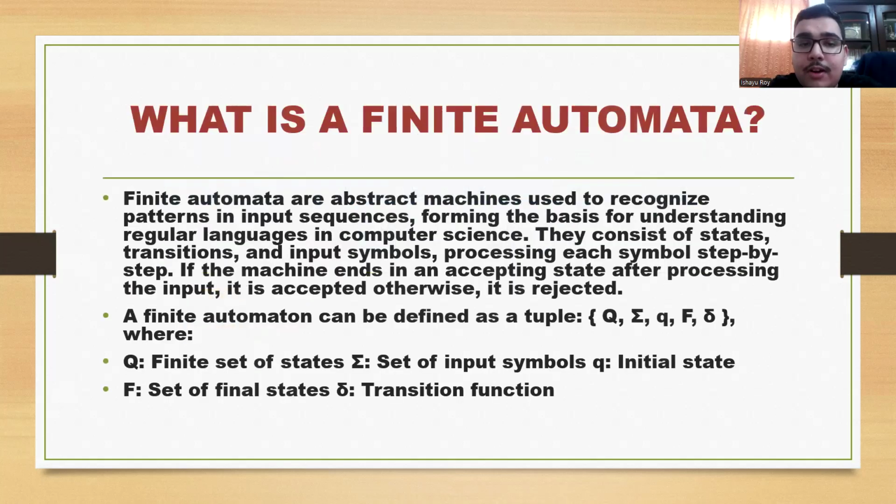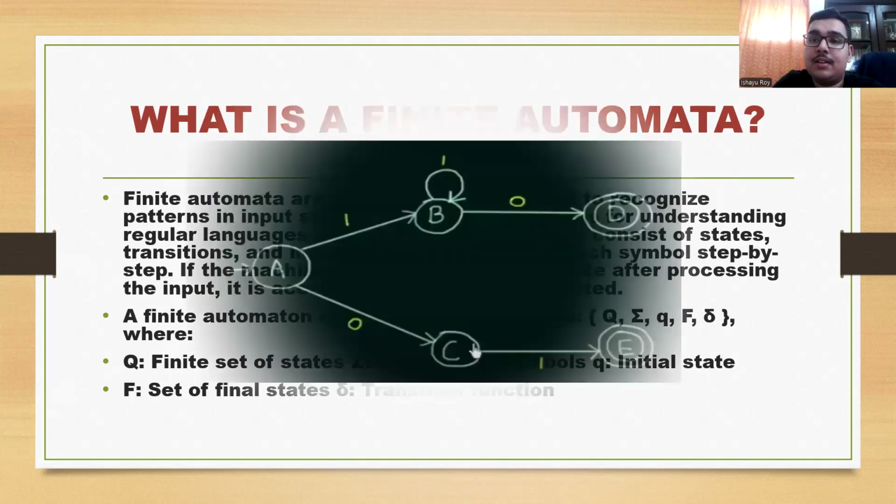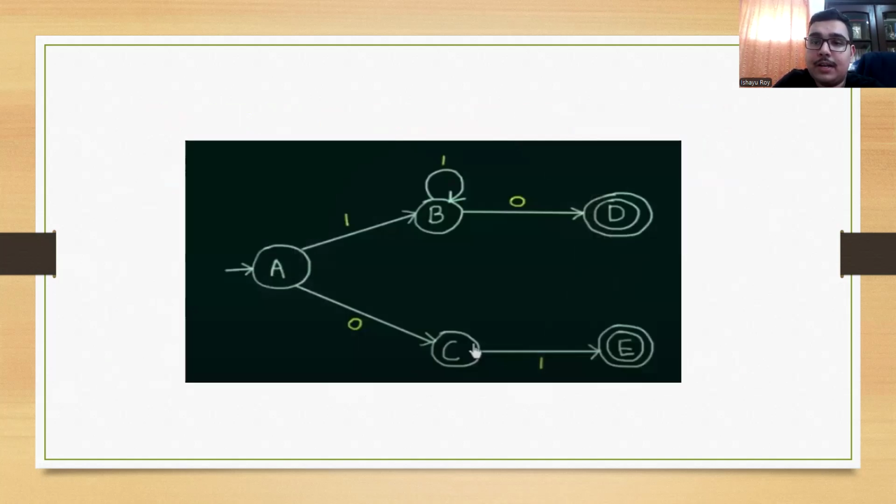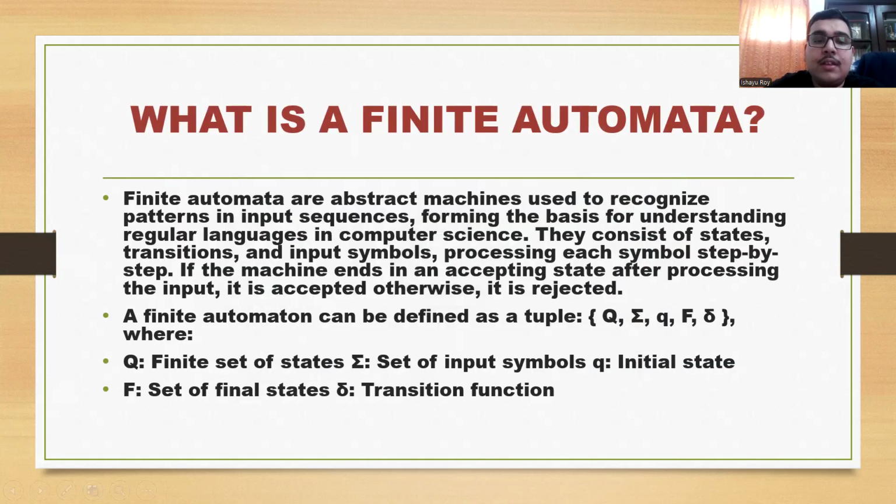Before diving into the main topic, the most important thing is to understand what exactly a finite automata is. A finite automata is an abstract machine which is used to recognize patterns in input sequences, forming the basis for understanding of regular languages in computer science. They consist of states, transitions, and input symbols, processing each symbol step by step. If the machine ends in an accepting state after processing, the input is accepted, otherwise it is rejected.